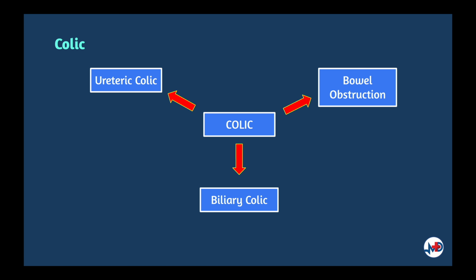Presentations that are less acute are as follows. Colic, which is an abdominal pain that crescendos to become very severe and then goes away completely. The most common types of colic are seen in biliary colic, ureteric colic, and bowel obstruction.